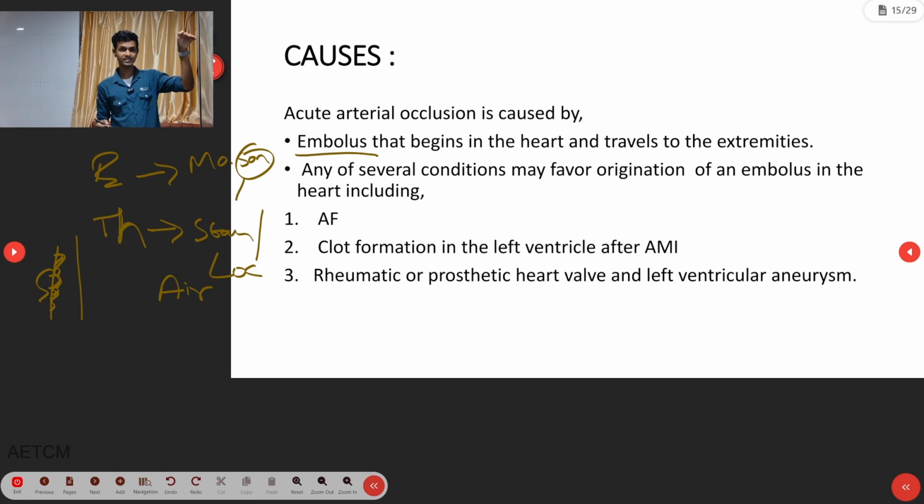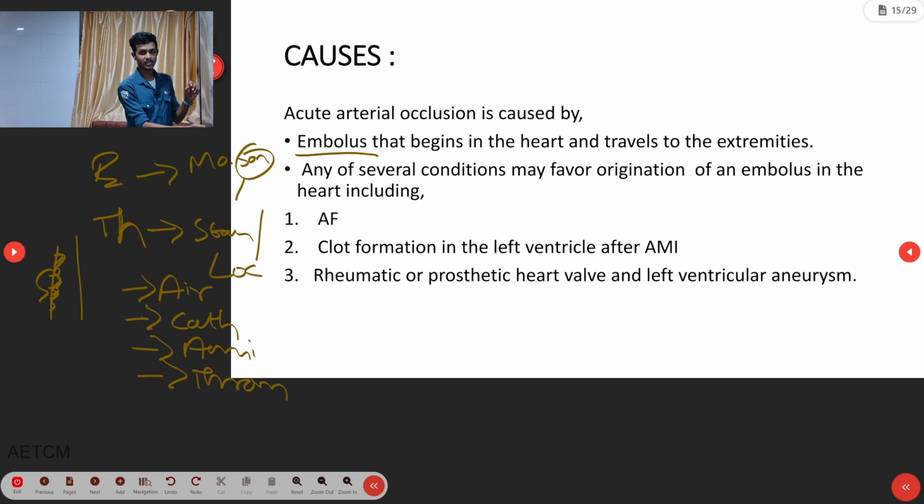That is why I said moving something. It might be air, or it might be a catheter. In your central line or peripheral line, if the plastic portion of the catheter gets detached and circulates in the circulation, that is a catheter embolism. Then there is amniotic fluid embolism: at the time of labor, if amniotic fluid enters the maternal circulation, it will cause an amniotic fluid embolism. The fourth one is thromboembolism. Thromboembolism means a thrombus, a blood clot, that is moving. So this is the difference between thrombus and embolism.